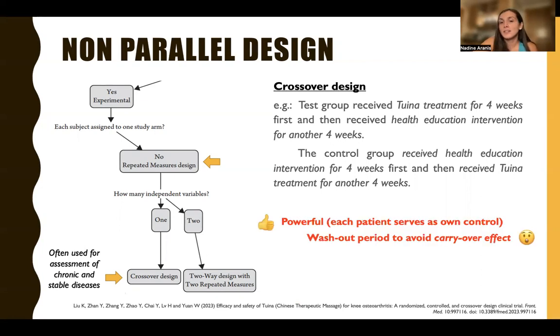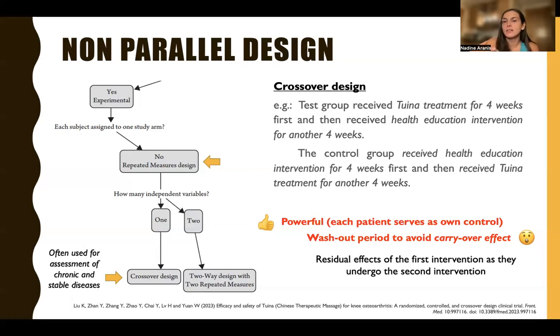These kinds of studies are powerful because each patient serves as their own control, but you have to be really careful about the washout period to avoid carryover effects, basically the residual effect that can be left after the first intervention.